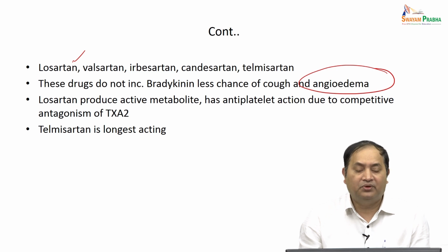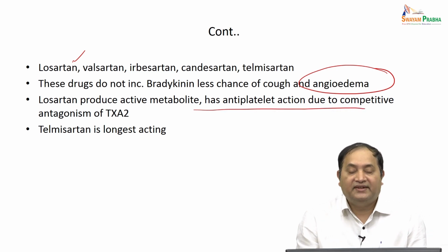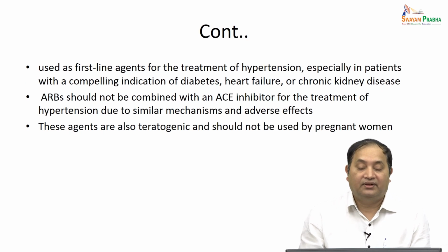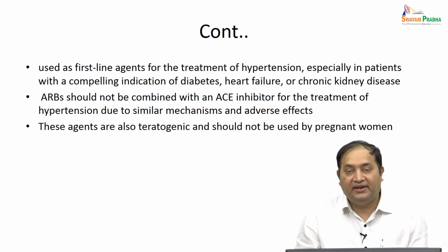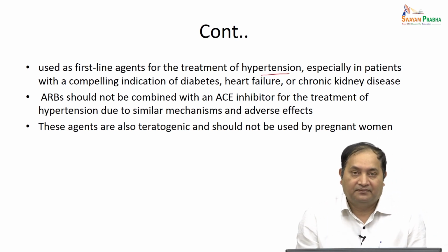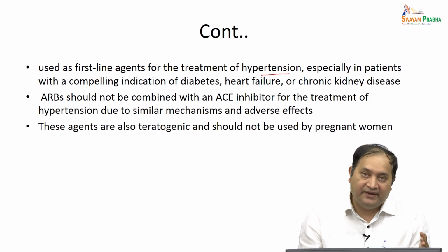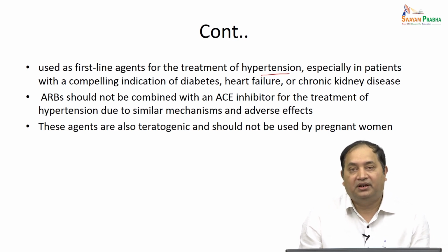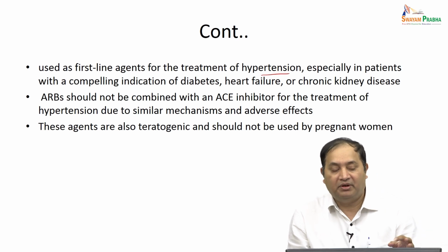Particularly, losartan produces an active metabolite, and it has antiplatelet activity due to competitive antagonism on thromboxane. Among these, losartan, valsartan, candesartan, and telmisartan are longer acting drugs compared to other ARBs. So, this is the first line agent for treatment of hypertension, especially when the patient has hypertension with diabetes, or hypertension with heart failure, or in case of chronic kidney disease, then it is considered first line therapy.